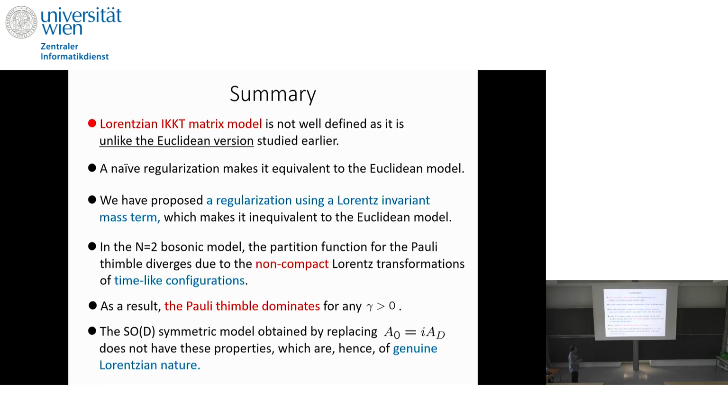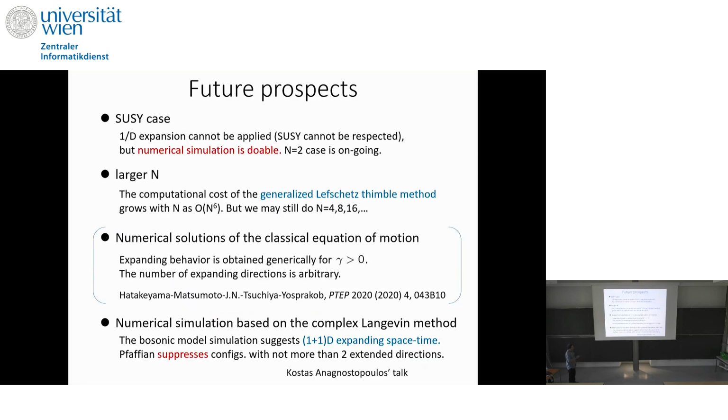So the trivial saddle point never appears in gamma. The SO(D) symmetric model can be defined by the relation to zero by a Wick rotation, but that model does not have these properties. So these properties are genuinely Lorentzian in nature.